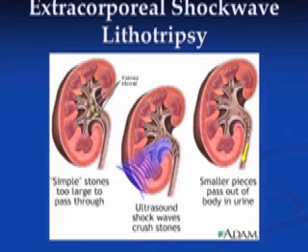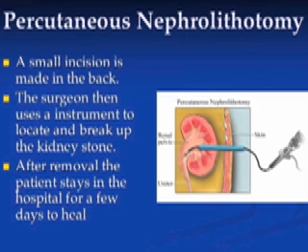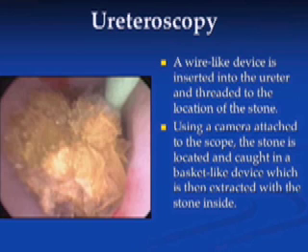Extracorporeal shock wave lithotripsy involves using ultrasound shock waves to crush the kidney stones so that the patient can then pass them. In percutaneous nephrolithotomy, a small incision is made in the back. The surgeon then uses an instrument to break up and locate the kidney stone. After removal, the patient stays in the hospital for a few days to heal. In ureteroscopy, a small wire-like device is inserted into the ureter and threaded to the location of the stone. Using a camera attachment, the stone is located and caught in a basket-like device, which is then extracted with the stone inside.